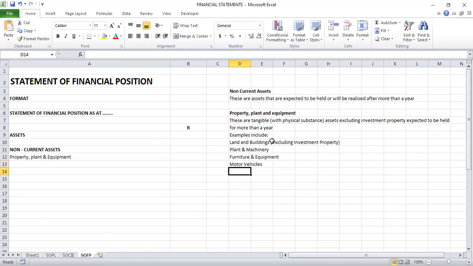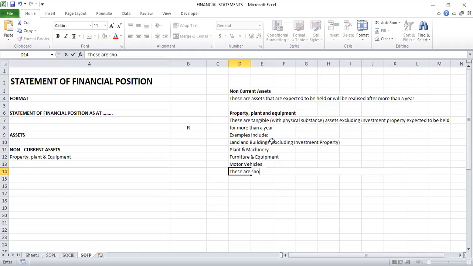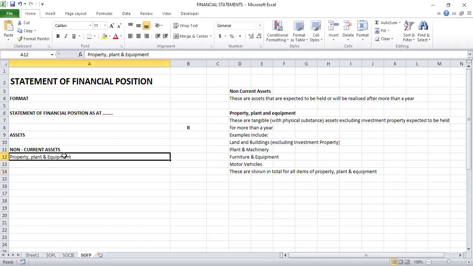These non-current assets are shown in total for all items of property, plant, and equipment. So in our statement of financial position, we won't have land and buildings. We won't have machinery. We'll just have one figure: property, plant, and equipment.